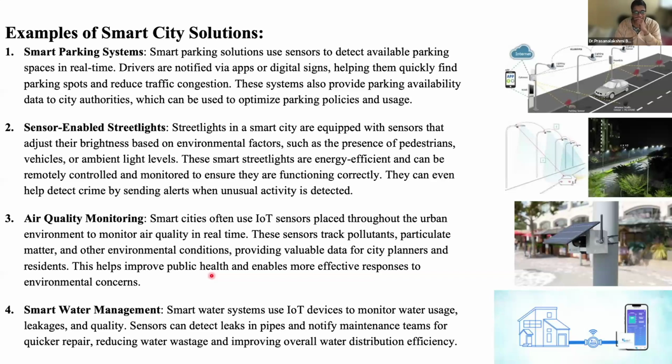So these are some of the examples we have: the smart parking system and the sensor enabled street lights. Here you can see, as the cars pass, the lights will be lit. Once the car moves out of the sensor, the light will go off. So unless you find a vehicle moving or a person moving, the lights will be switched off. So it saves energy there.